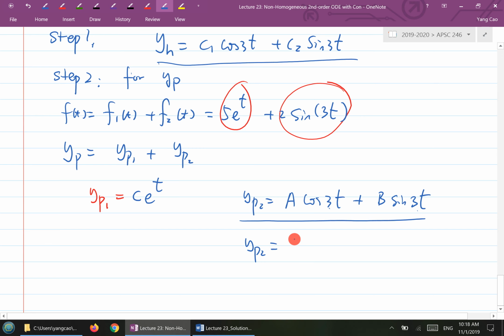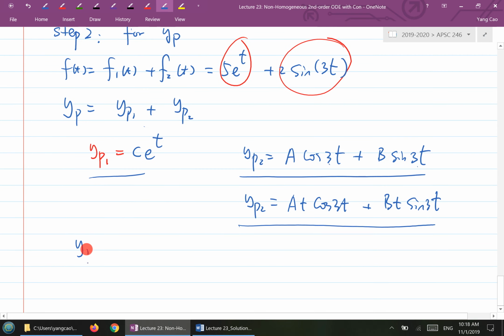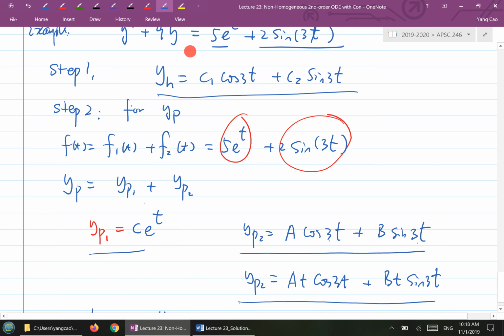So your yp should actually be a times t, b times t, to make it different from your original. So your yp should be yp1 plus this yp2. And the next step, you calculate yp prime, yp double prime, and then substitute into the original equation to solve for all these unknown constants.